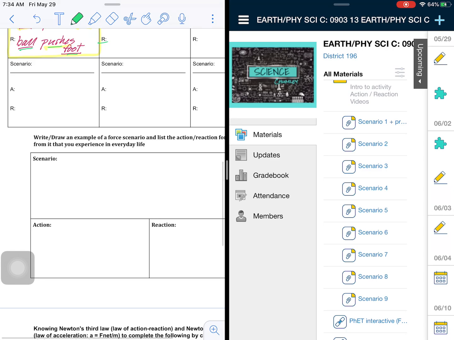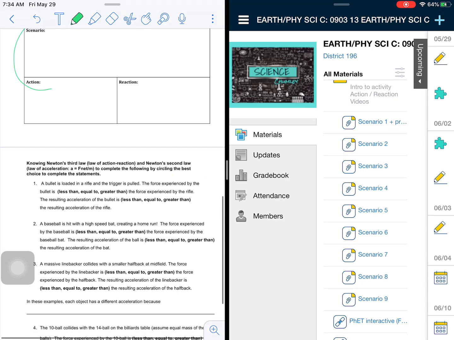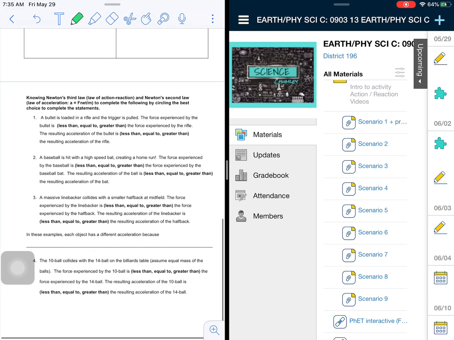Down here, you're going to think about what is a force that you are interacting with in your daily life. So you can either write it out or draw it out, either way, and then list out your own action reaction just like you did up here for the scenario. The last part here is just circling the best way to finish these statements. So it's basically a written version of those scenario videos.